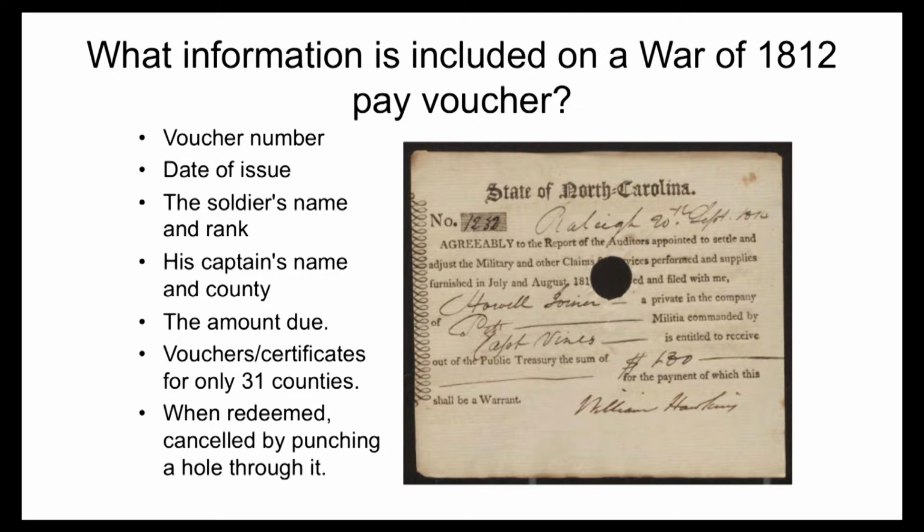Okay, now we're going to War of 1812. So these are the vouchers. They will include things like the voucher number, the date issued, the soldier's name and rank, the captain's name and county, the amount due to them. Not all counties have vouchers. There's only 31 counties. And when they're redeemed, you'll see they have a hole punched in the middle.